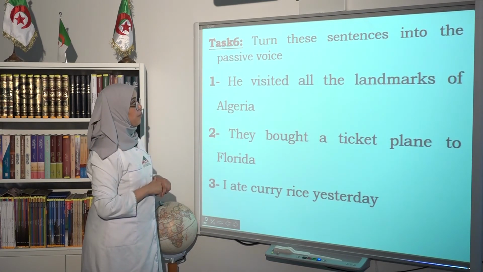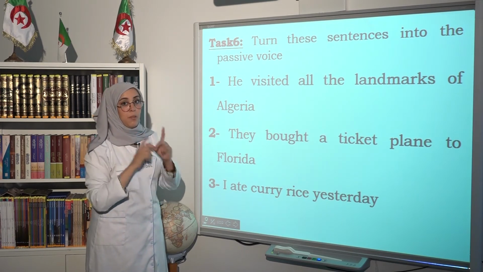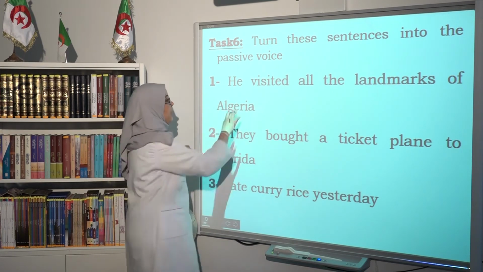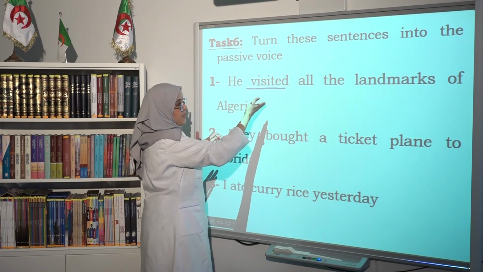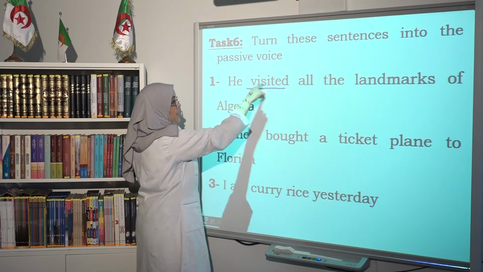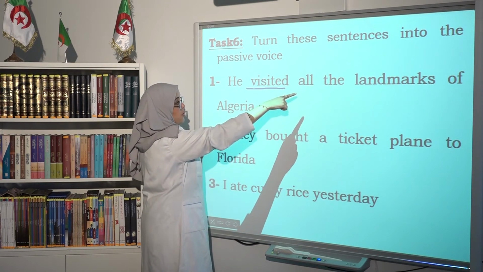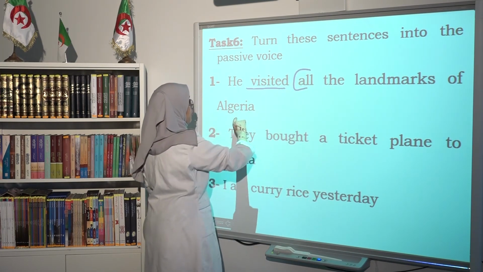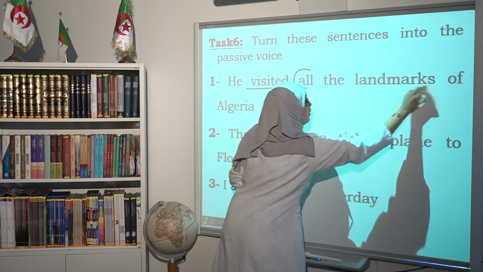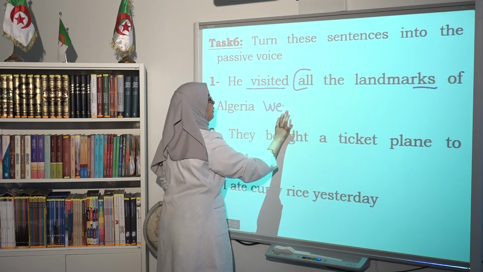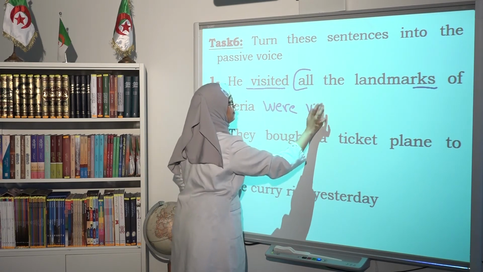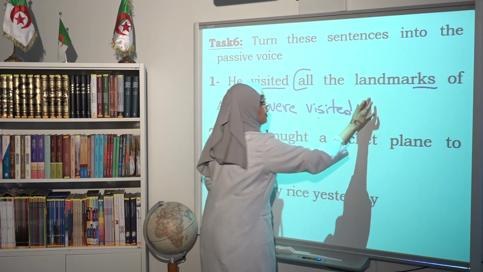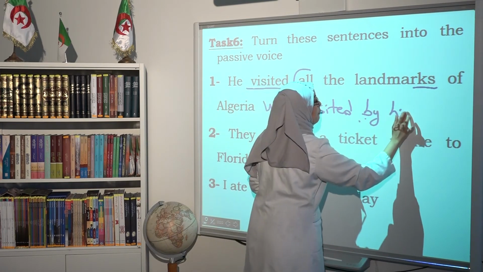Turn these sentences into the passive voice. Remember, we did the past simple and the present simple. He visited all the landmarks of Algeria. This one is an active sentence, and it's in the past simple. He visited all the landmarks of Algeria. I should start with my object. All the landmarks of Algeria. So it's plural. I write the auxiliary "were". Visited. It's a regular verb, I keep it. Were visited by he? No, by him.